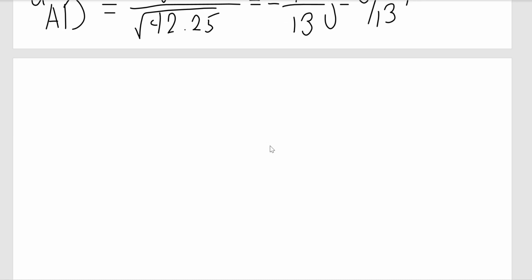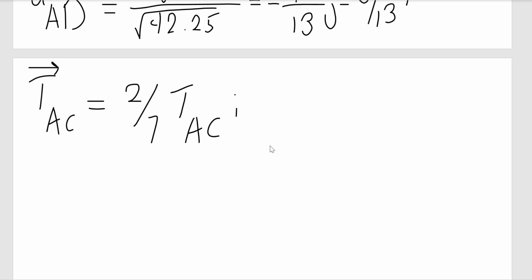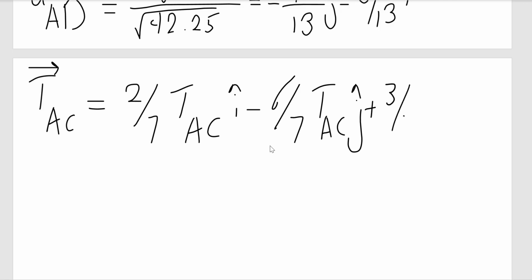So here, multiplying each of them gives me TAC: 2/7 TAC i, negative 6/7 TAC j, plus 3/7 TAC k. I don't have the magnitude, so I'm just going to write it as TAC. I will write my other vectors as well.